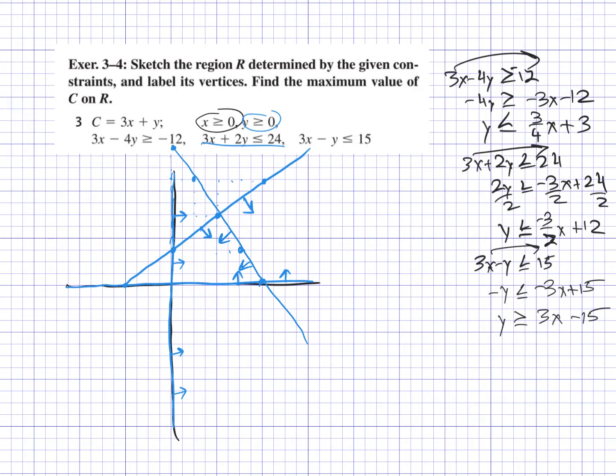All right, so this goes through at negative 15. So we have negative 4, 8, 12, 13, 14, 15. Okay. So it goes through at negative 15. It's solid. And we go up 3, and over 1. Up 3, over 1, up 3, over 1, up 3, over 1.